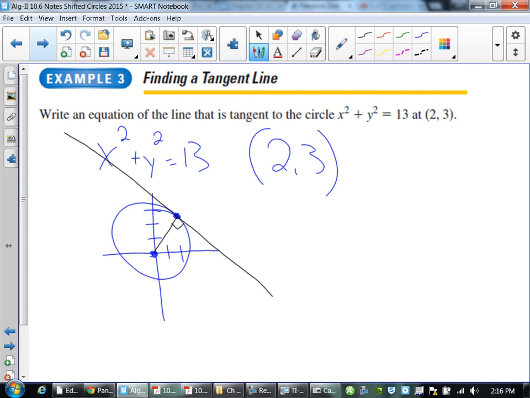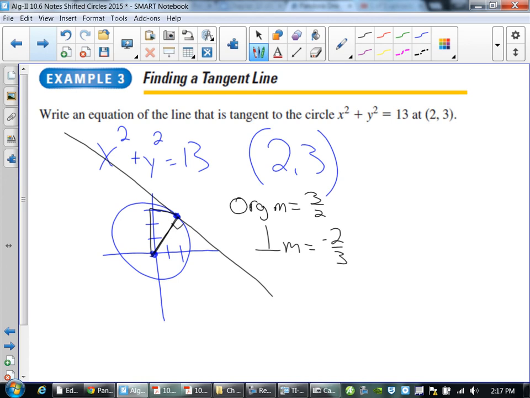Which means we have to deal with something called slope. To go from the origin to the point, along the slope of this radius, you went up 3 over 2, didn't you? So my original slope is 3/2. What's perpendicular to 3/2? Very good. Perpendicular to that is -2/3. And what point do you need to go through? That one right there, (2, 3).